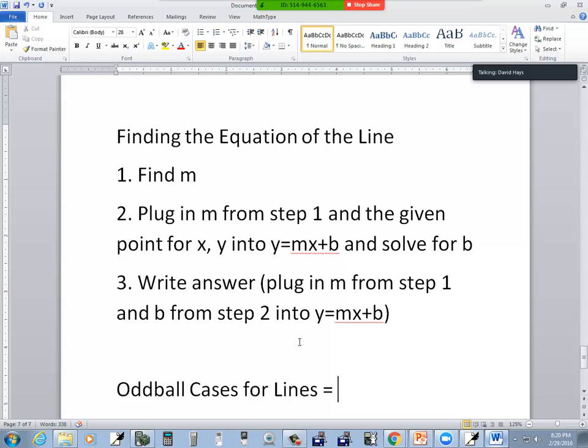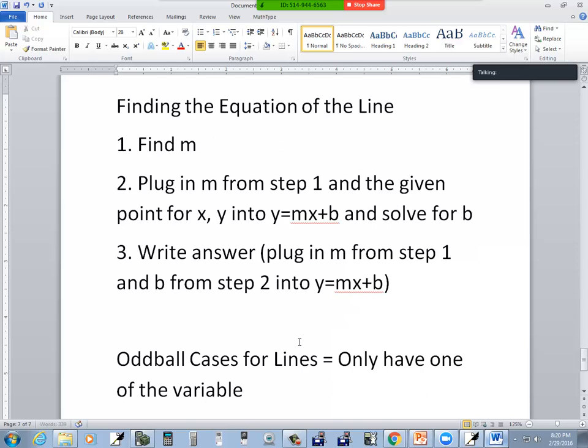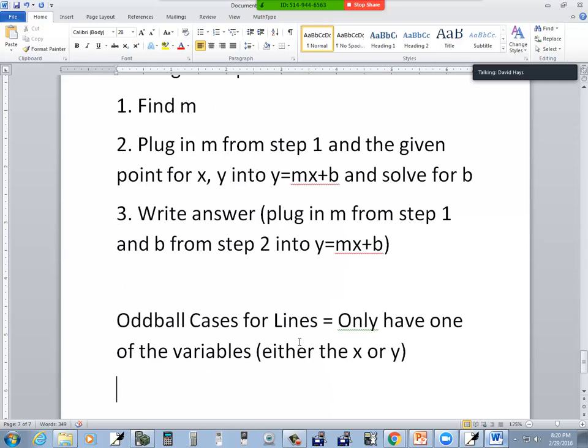What identifies an oddball case is you only have one of the variables, either x or y. Remember we can put any variable in instead of x and y. You could have c for cost, p for profit, t for time, and so forth.